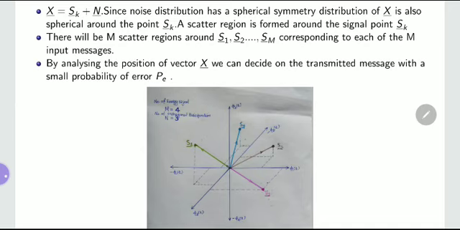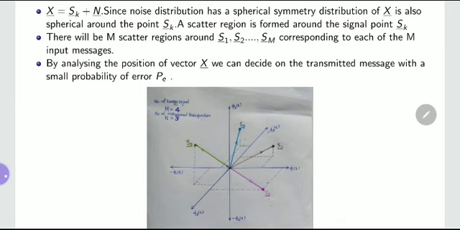Okay, so a scatter region is formed around the signal point sk. We have capital M signals, so obviously we will have M scatter regions corresponding to each of the M input messages.